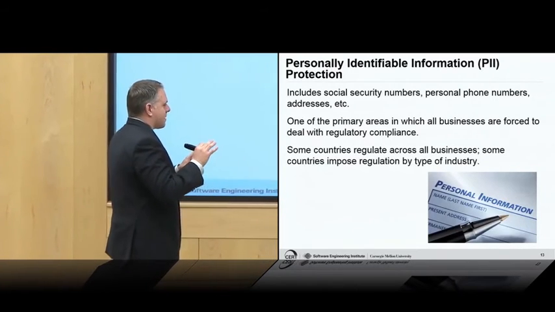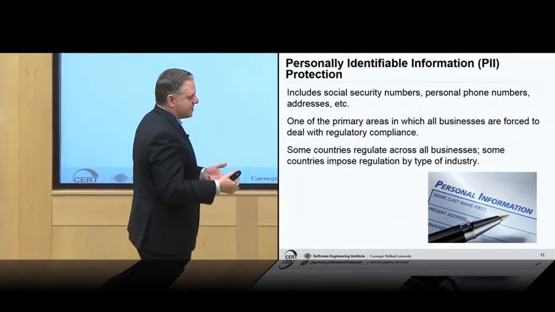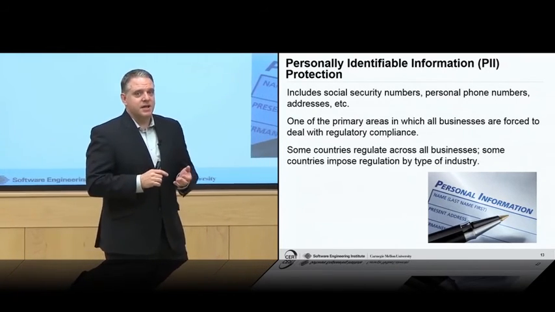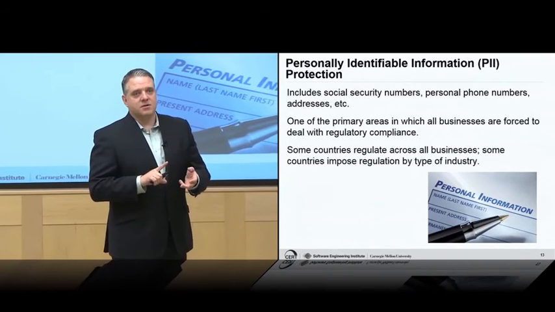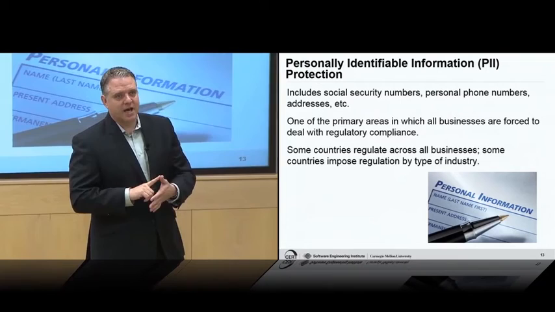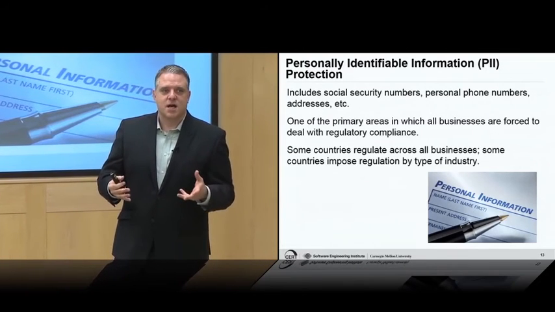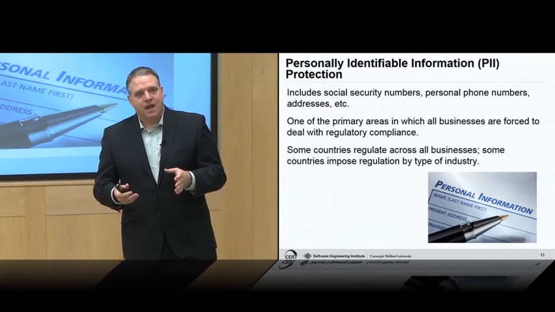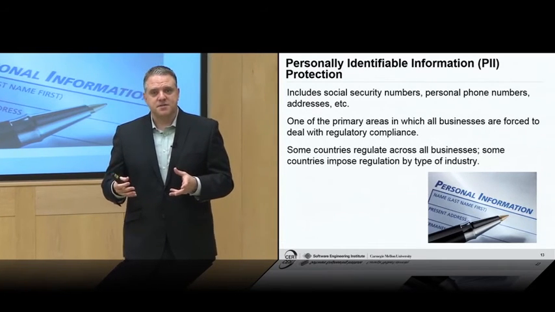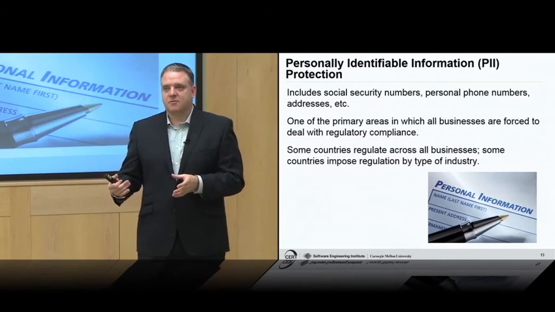So we've talked a lot about PII, but what really is personally identifiable information? Well, at a minimum, it's things like social security number, phone number, full name, date of birth, mailing address, and those types of things. And because that information is needed for identification purposes, a lot of businesses collect that information.